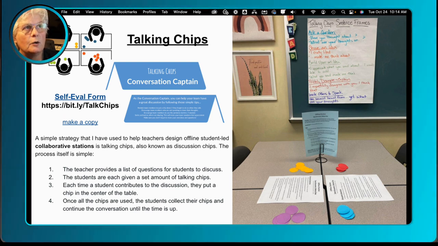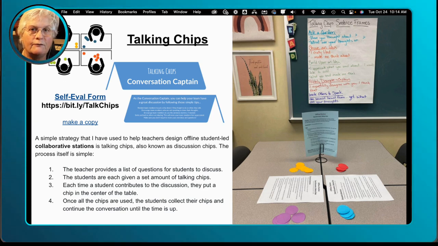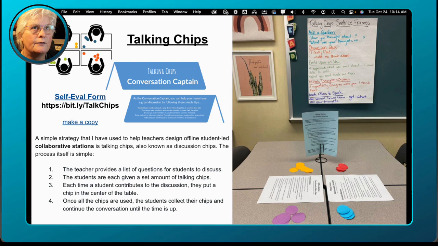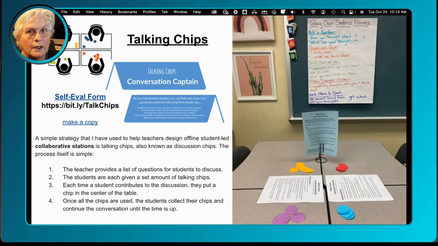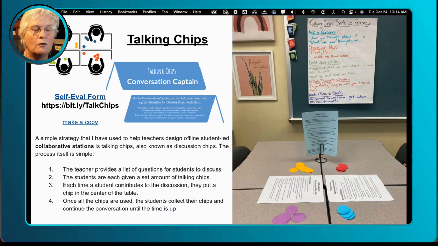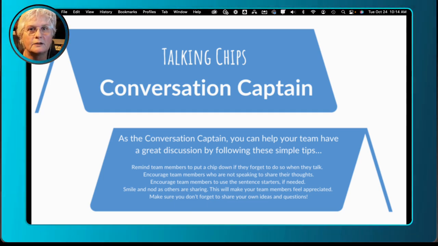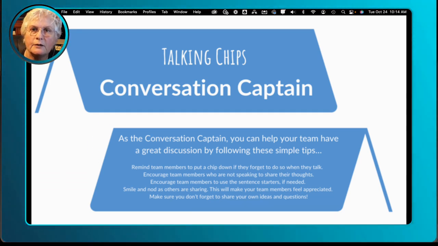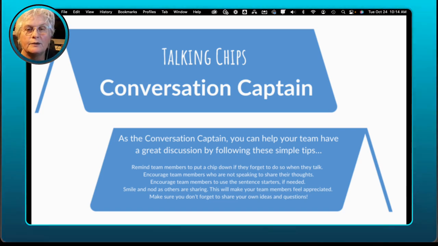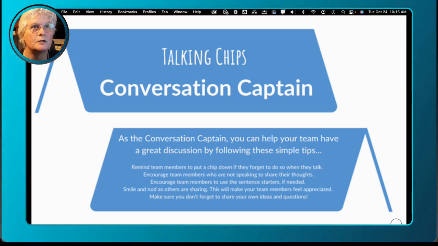There's also a self-evaluation form that you might want to take advantage of, and that means that after the activity, the students evaluate their participation in their group using those talking chips. And so I've got that there for you as well. And this is a really cool activity. And I highly recommend that maybe you laminate some of those chips so that you can use them over and over. And then this you would just print out. This is what goes on the desk for the conversation captain. That way the other students know exactly what that person's responsibility is. And you know what? You can rotate that responsibility. It doesn't have to be the same person every single time. So there's that option as well.